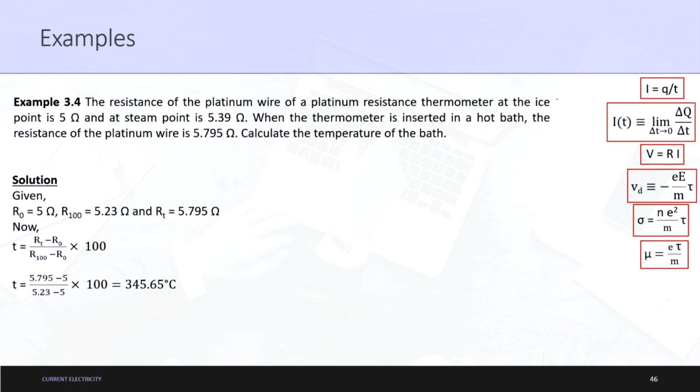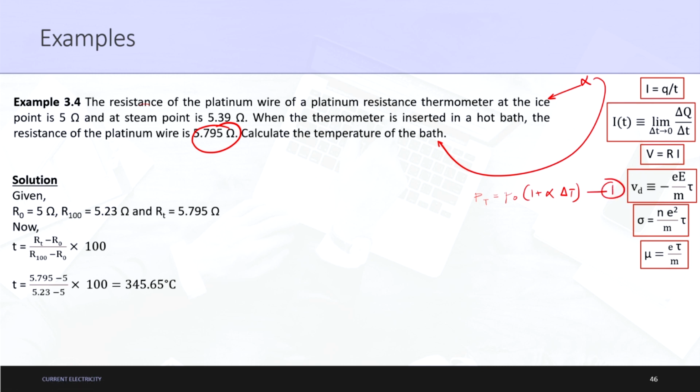So the first two lines are being used to find out the value of alpha, and finally using this alpha obtained, you can directly find out the temperature of the bath, given that you know this resistance and you know the initial resistance at the ice point. So it is a simple mathematical calculation done twice. You just need to use this formula only, rho T is equal to rho naught into 1 plus alpha delta T. You just need to use this formula twice and then you will get your results.